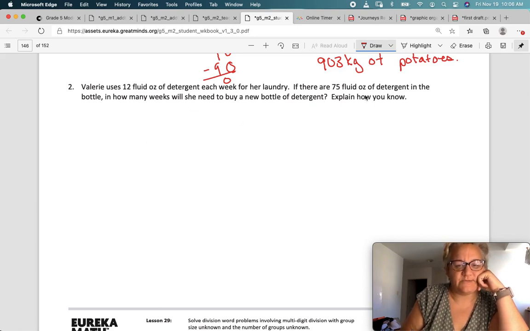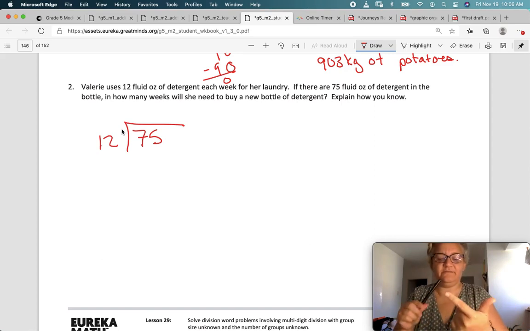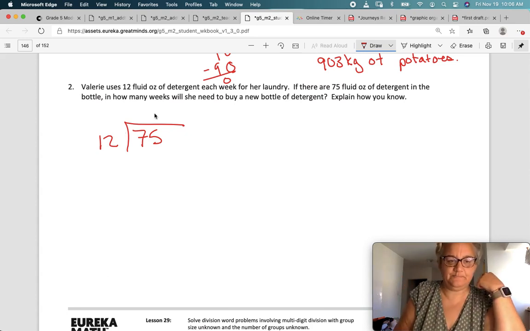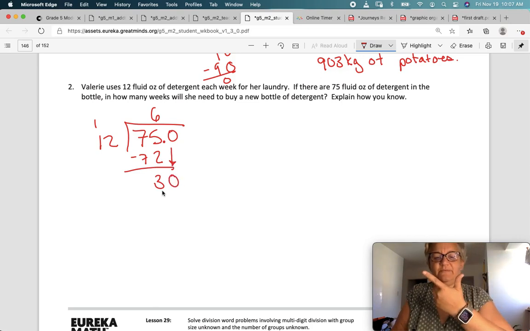Okay. So we're going to take that 75 and we're going to divide it by 12 to see how many weeks. So 12, 24, 36, 48, 60, 72. Okay, that's 6 times. 6 times 2 is 12. Carry the 1, it's 7. Then I've got 30, and I'm going to add a decimal and a 0. And bring that down. 12, 24, 36.